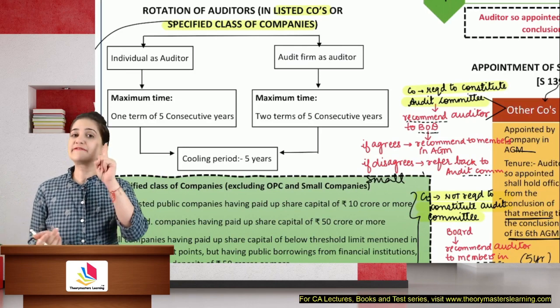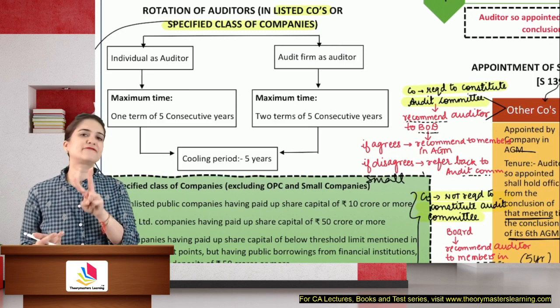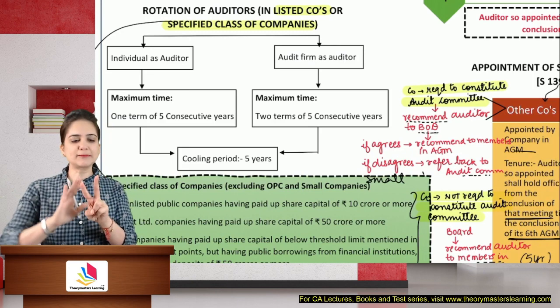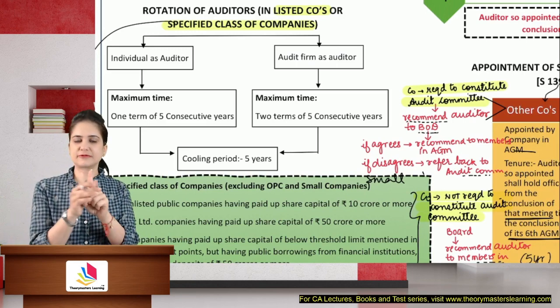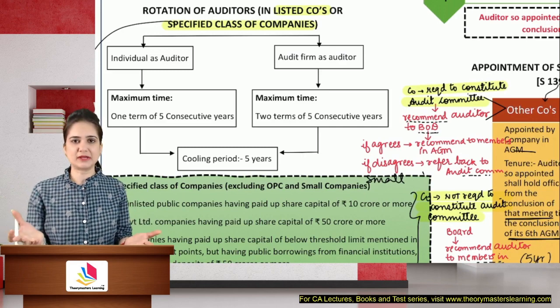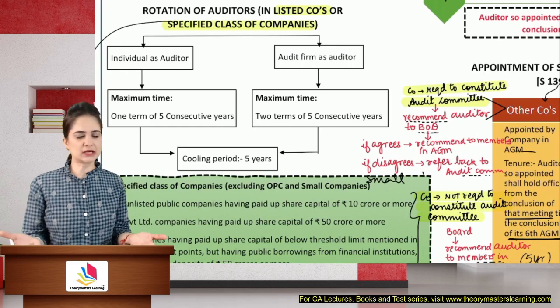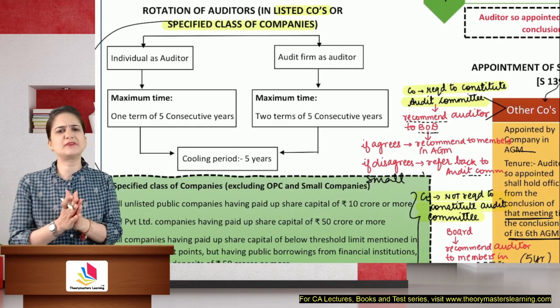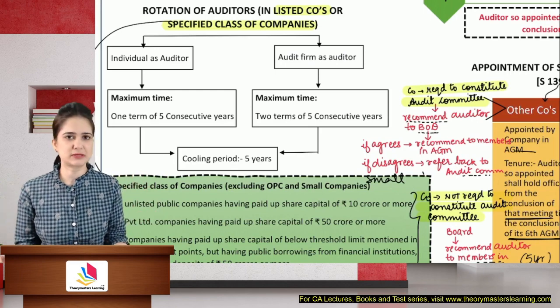If you're appointing a firm, then in that case, you can appoint them for 2 terms of 5 years each. So we will not appoint them together for 10 years. No. We will appoint them for one term of 5 years. Then after that, it is open to the company whether they want to appoint them for another term of 5 years. Then the company can do so. In case the company wishes, no, we don't want to appoint them, we'll appoint someone else, the company is free to appoint someone else.